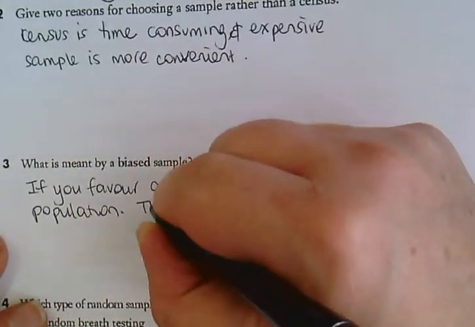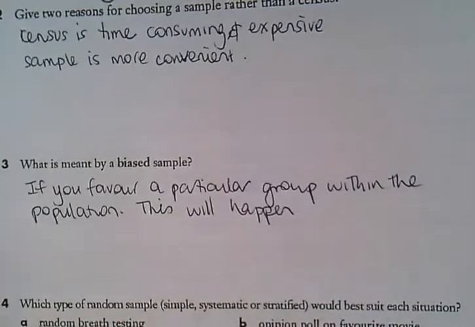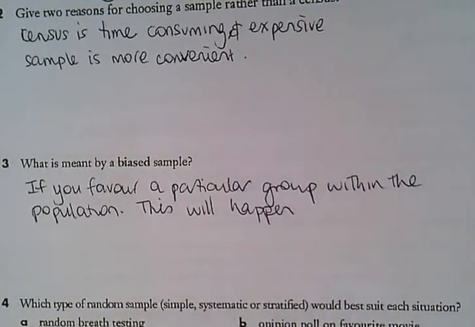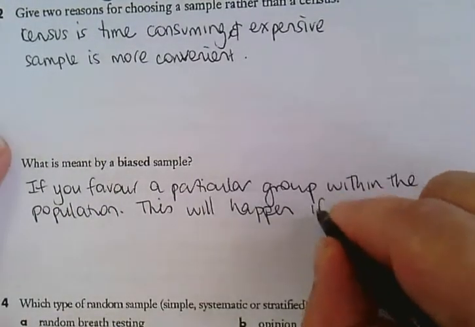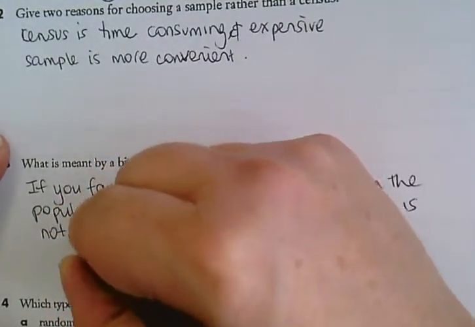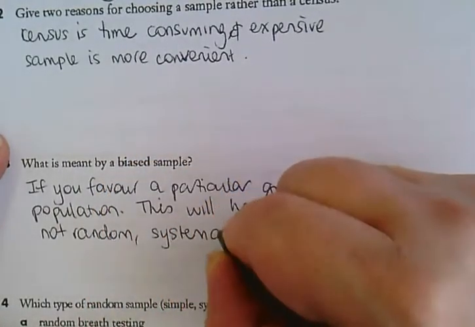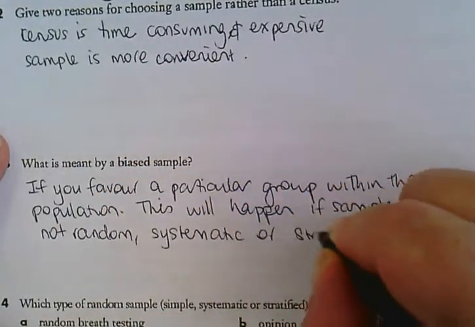This will happen if your sample is not either random, systematic, or stratified. So bias is where you're favouring a particular group. It's if you're asking too many people from a certain group compared to another group, all right? So this will happen if your sample is not random, systematic, or stratified.